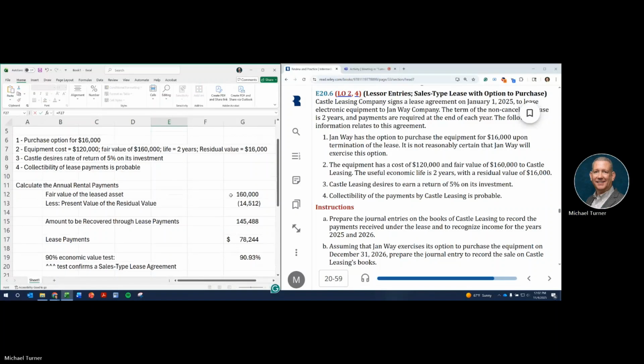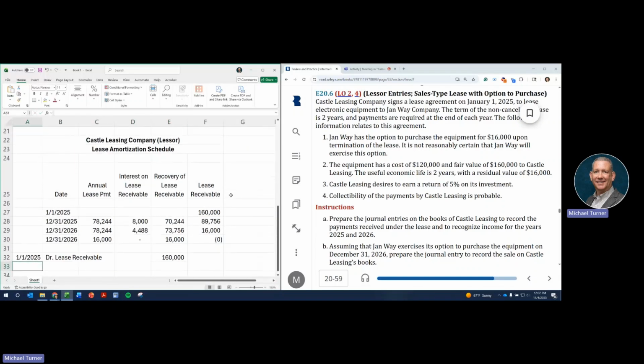The outcome of this asset is there's two payments of $78,244, plus there's a $16,000 residual value at the end of the 2 years. And so the fair value of this asset, in this case it is a sales type, so the fair value is $160,000. Therefore, they're going to record the lease receivable as $160,000.